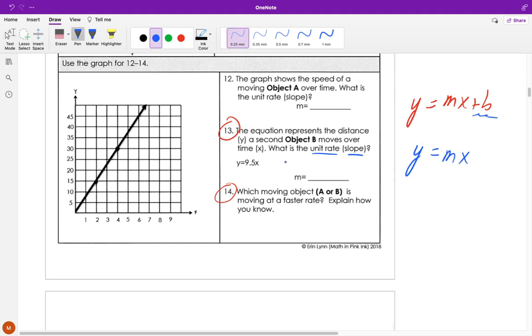So in this case, it's a number that's being multiplied to our variable. So it's 9.5 times x. So our slope is 9.5. Typically, we don't write them as decimals, but if you did, as long as it's the right number, you would still be getting it right.